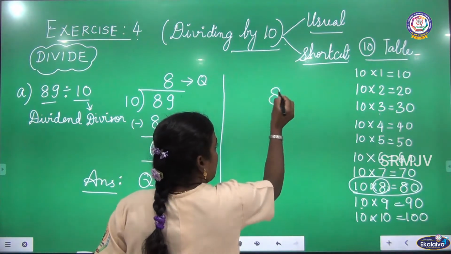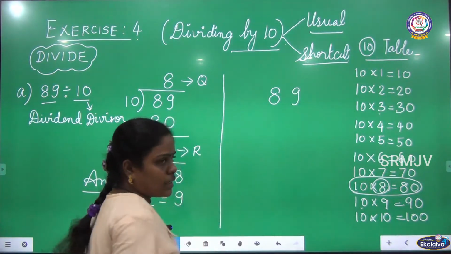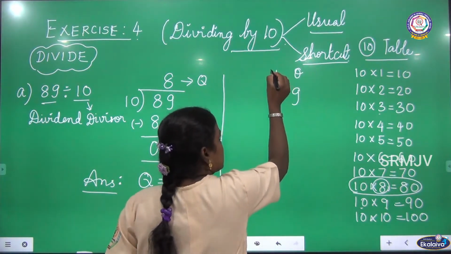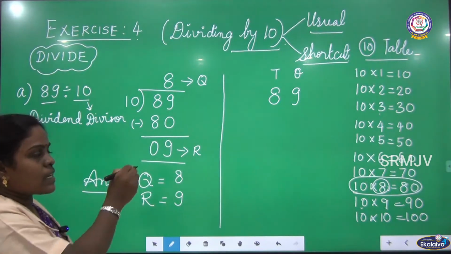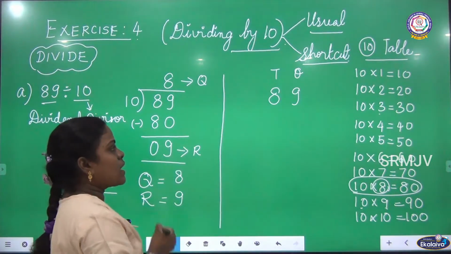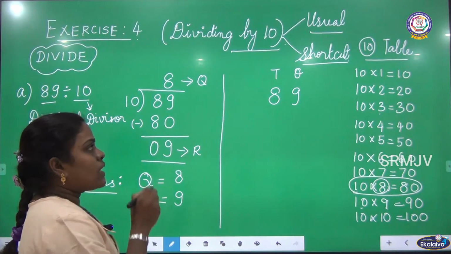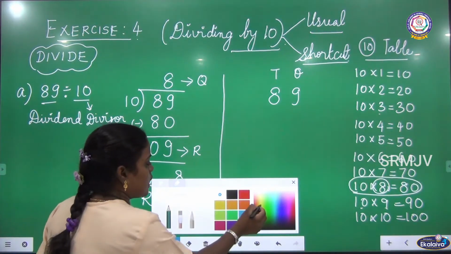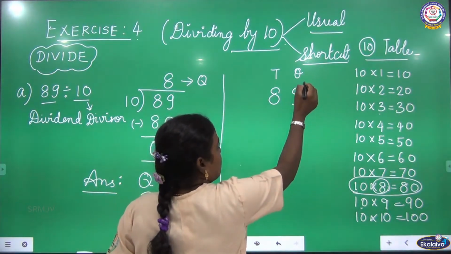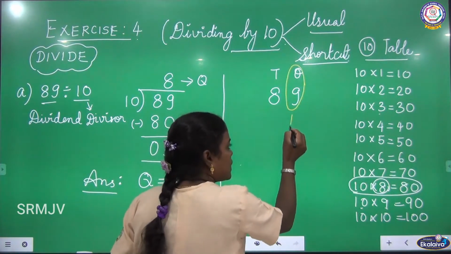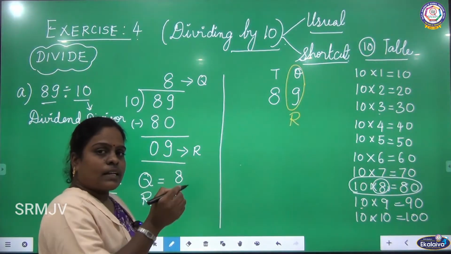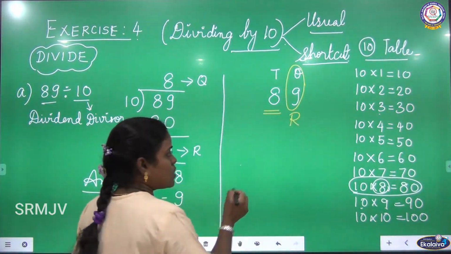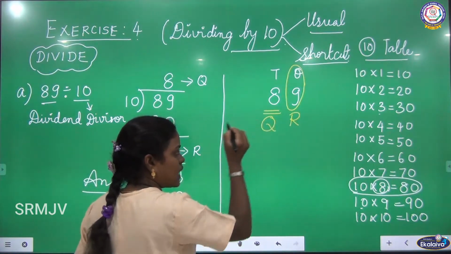First write down the given number 89. Now write down the place values, ones, tens. So 89 is the given number. We have written the place values also. Now in the shortcut method, the digit which is in the ones place is the remainder and the rest of the digits are quotient. So here we have only 8. So this is the quotient.